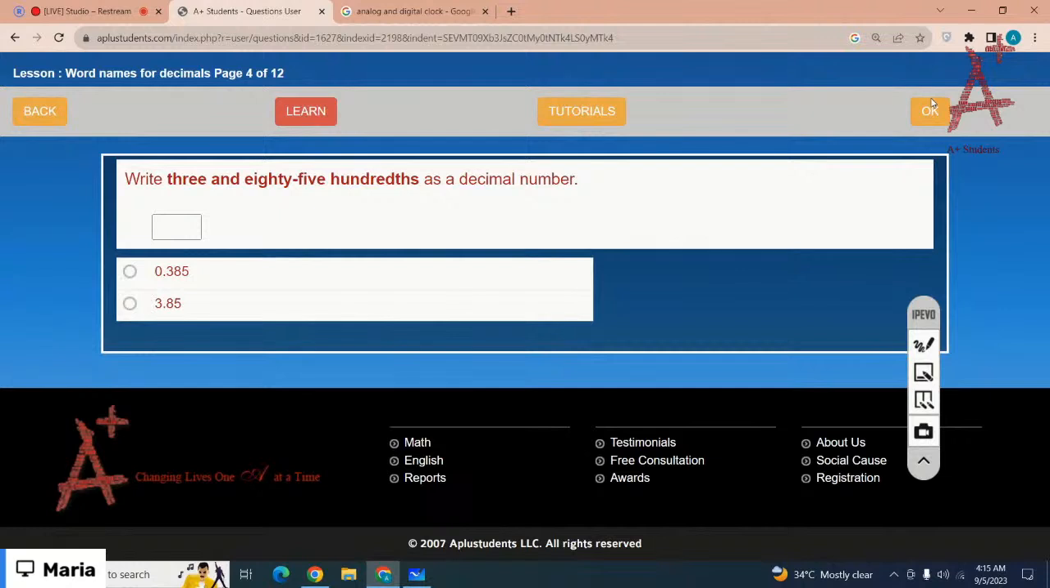Write 3 and 85 hundredths. So which is the correct option? It would be 3 and 85 hundredths. So 3 is the whole number and 85 hundredths, so 8 is at the tenths position and 5 is at the hundredths position, so it would be 3.85.